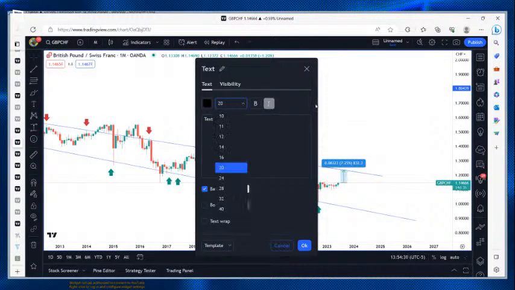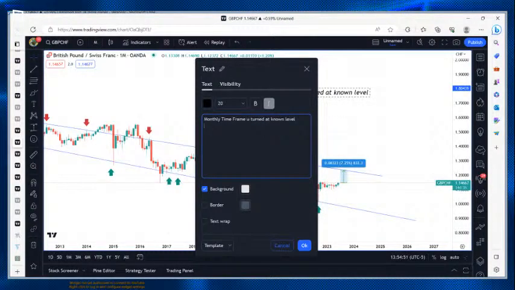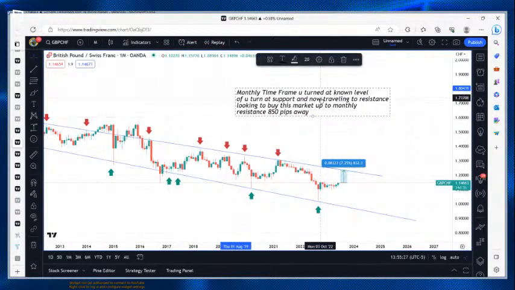Monthly time frame. U-turned at a known level of U-turn at support, and now traveling to resistance, looking to buy this market up to monthly resistance, 850 pips away. All right, that's what we're looking for.